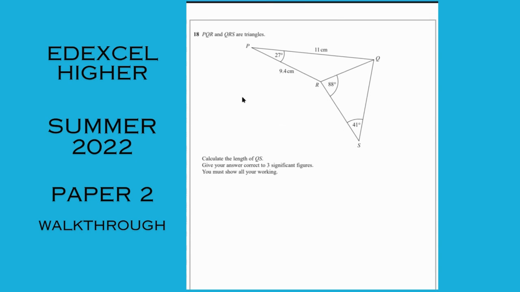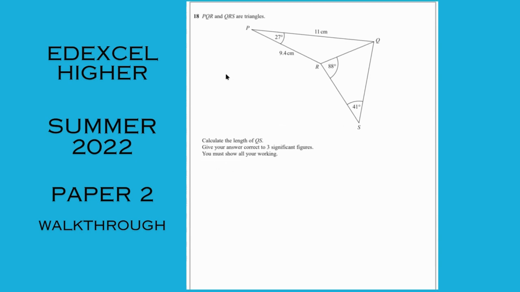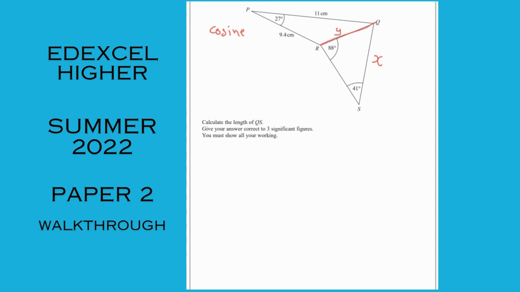Number 18. Not a very well disguised double trigonometry. In the first triangle, we've got an angle with the sides either side. So it's a cosine rule. And here we'll work out RQ in the first step, and that will give us the side which is opposite to 41, and it wants us to find QS, which is opposite the 88, so part 2 becomes sine rule. I'll call that Y, we'll call it P, who cares?